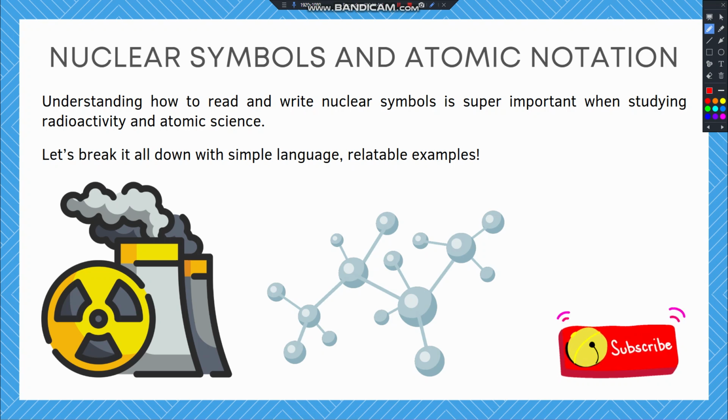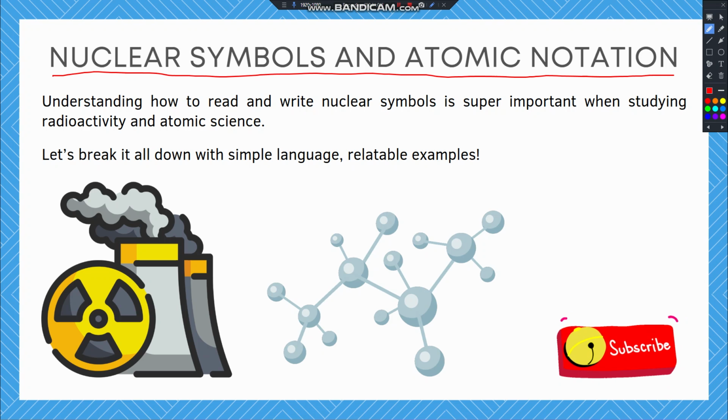Now, in the meantime, we're going to be looking at the concept of nuclear symbols and atomic notation in today's lesson. So that's what we want to look at. Let's go into this video and have everything broken down step by step.